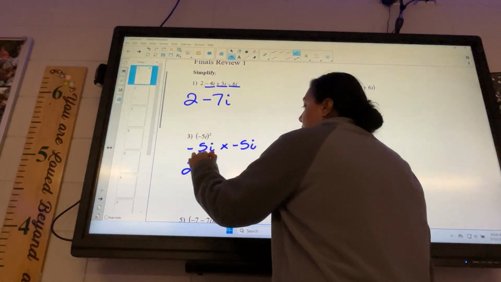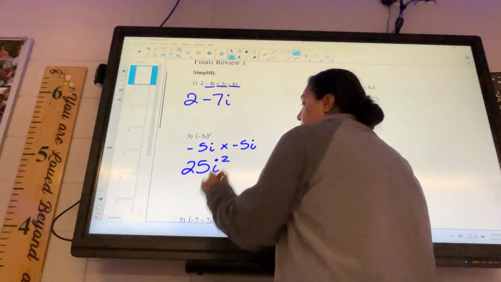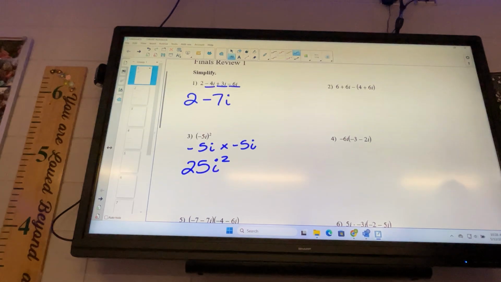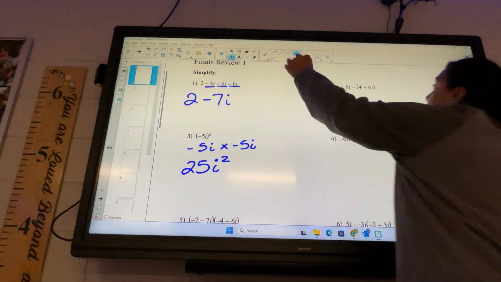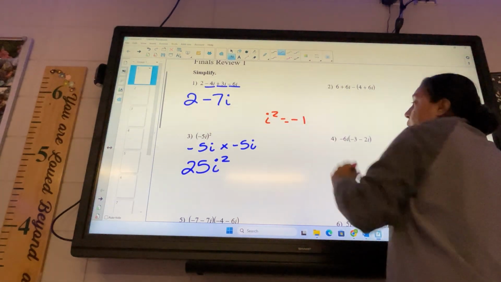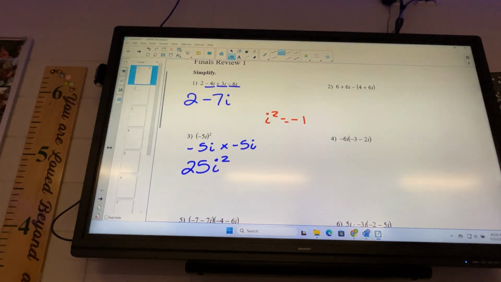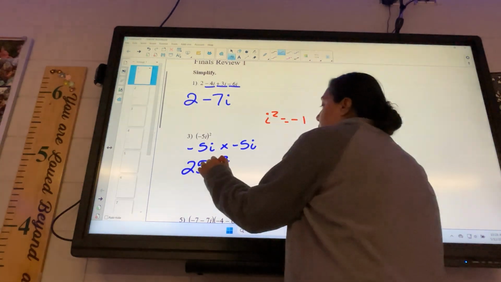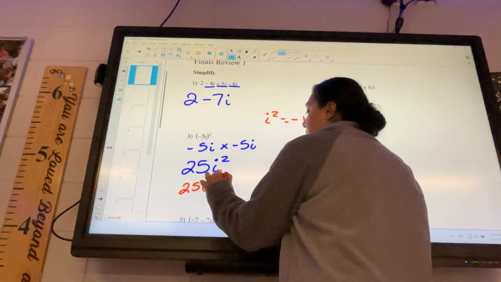How many i's are there total? 2, so it's going to be i squared. If you recall, what does i squared mean? I squared really means -1. So that would probably be somewhere on your notes. I squared equals -1. So we do have an i squared there, so this is going to get changed to a -1. So it's going to look like 25 parentheses -1.